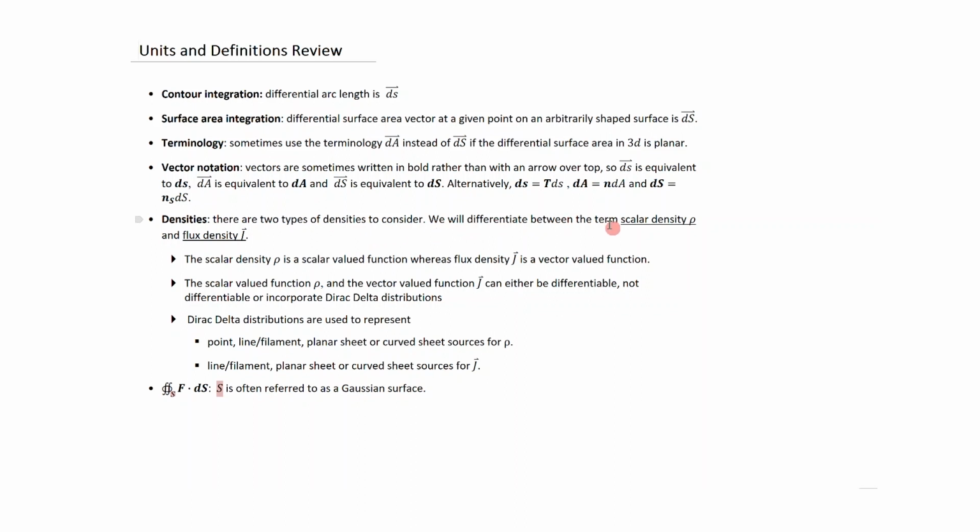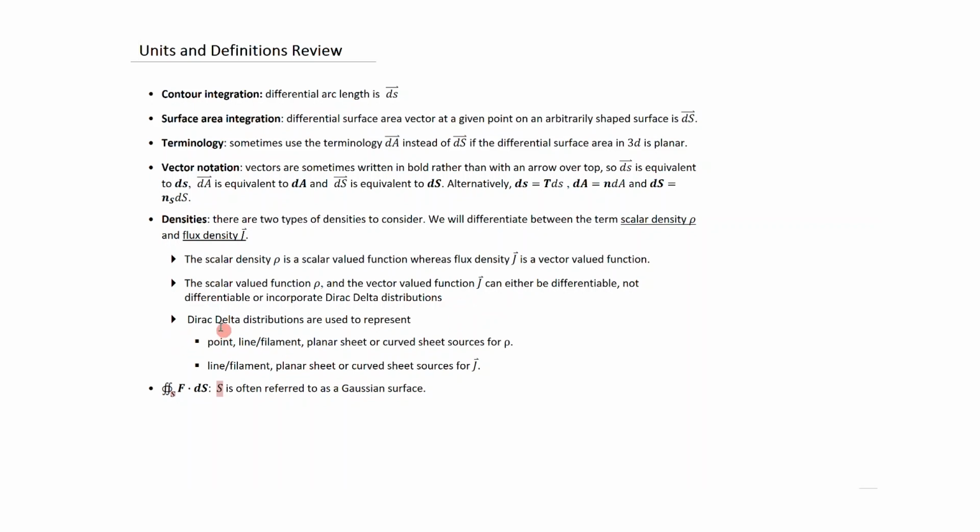As far as densities, there are two types of densities to consider. We'll differentiate between the terms scalar density rho and flux density J. The scalar density rho is a scalar valued function, whereas flux density J is a vector valued function. Second, the scalar valued function rho and the vector valued function J can either be differentiable, not differentiable, or incorporate Dirac delta distributions, which we'll be discussing shortly.